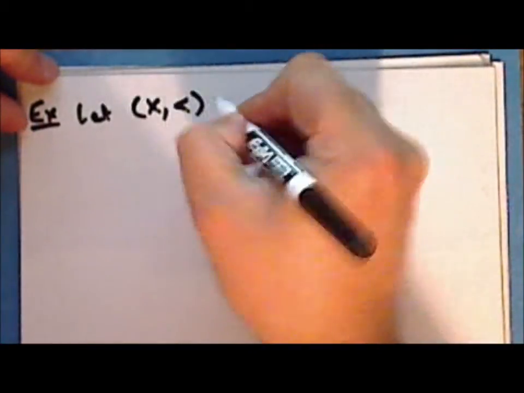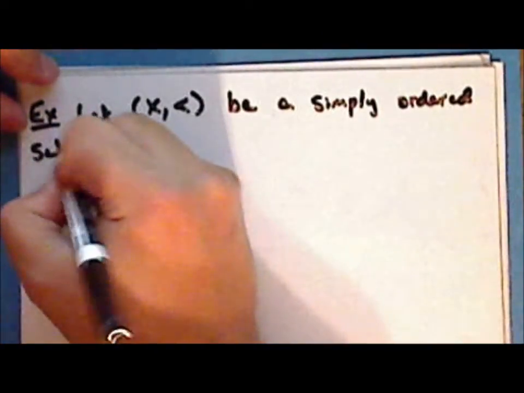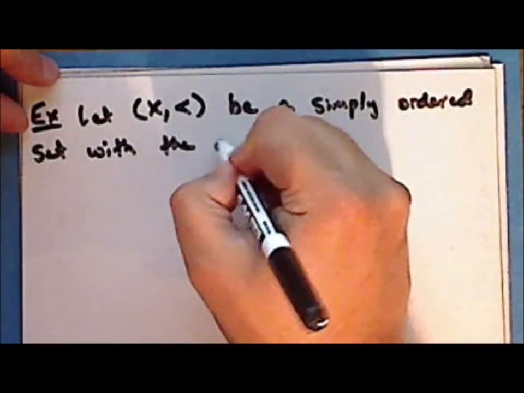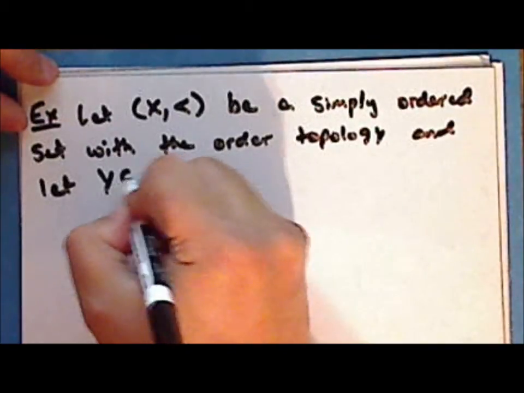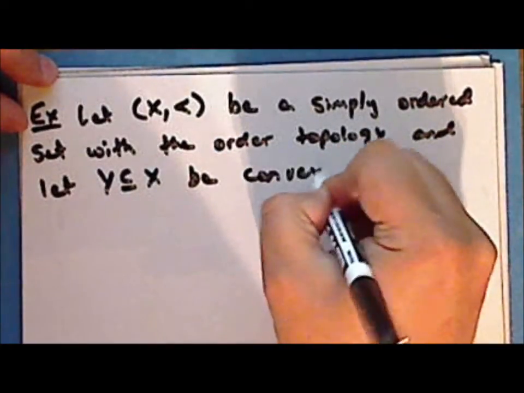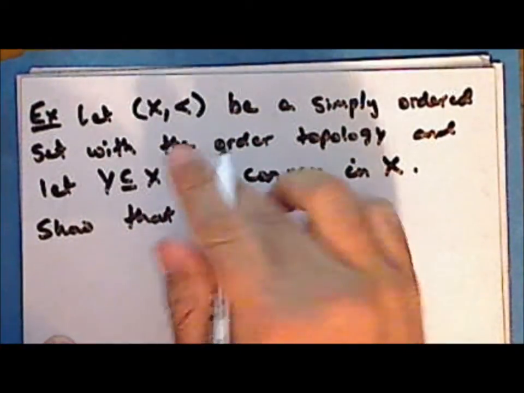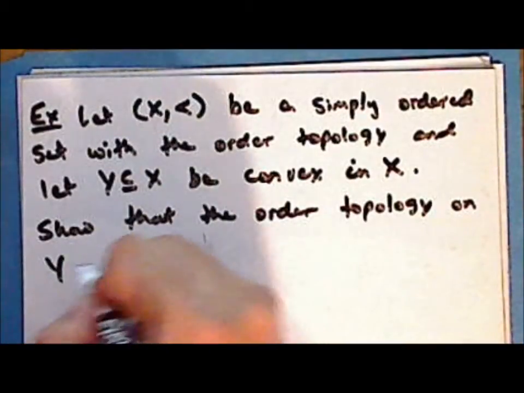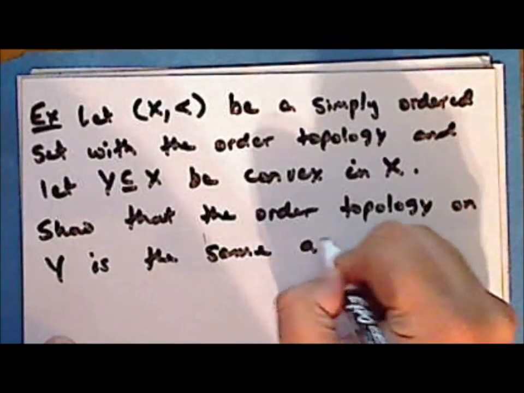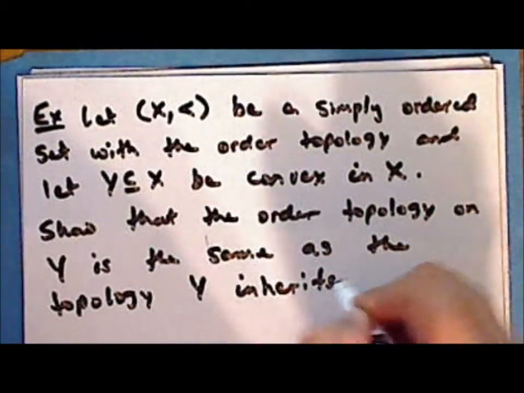So as an exercise, let X together with the relation less than be a simply ordered set with the order topology, and let the subset Y of X be convex in X. Show that the order topology on Y is the same as the topology Y inherits as a subspace of the space X.